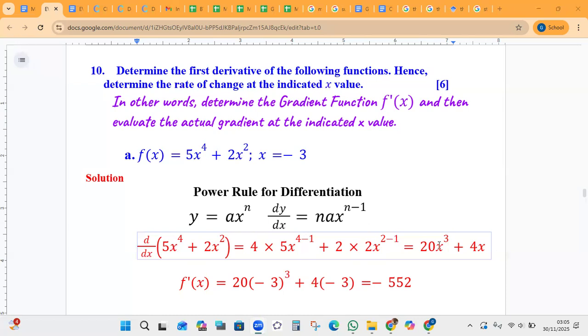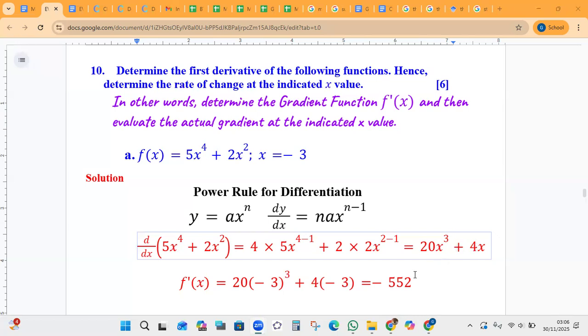So 4 fives are 20, and 4 minus 1 is 3. So this term will give you 20x cubed. That's the gradient function for that part. And then 2 times 2 is 4, and 2 minus 1 is 1, so we have 4x. So the gradient function is 20x cubed plus 4x. That's f prime of x.